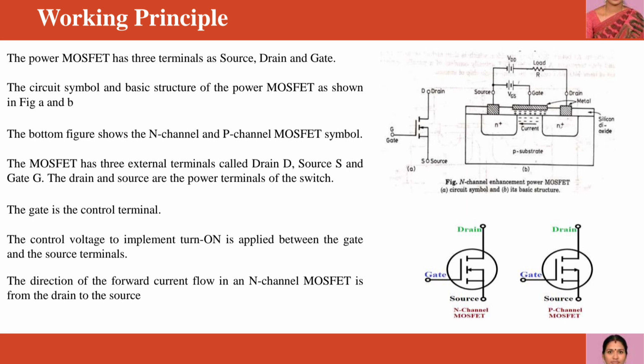Here we have the symbol of MOSFET. MOSFET has three terminals: drain, gate, and source. The arrow indicates the current flow through drain to source. In N channel, the current flows from drain to source. In P channel, the current flows from source to drain.